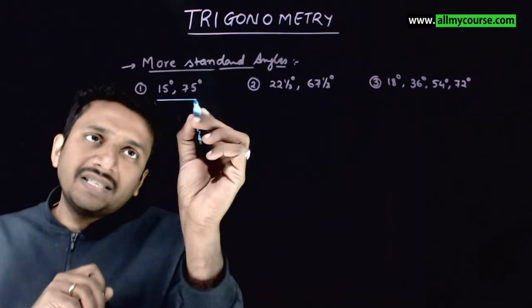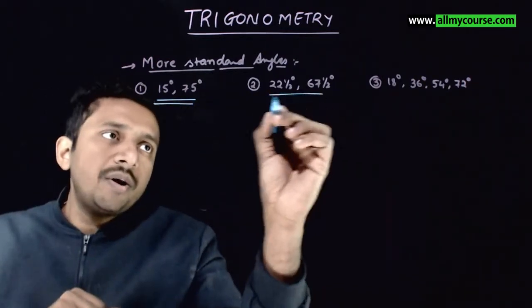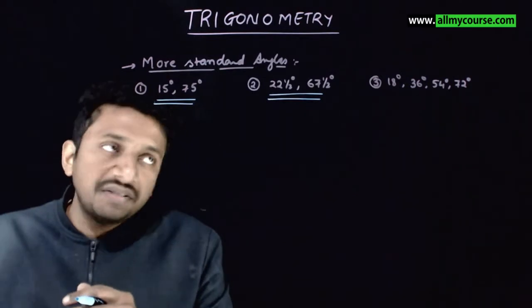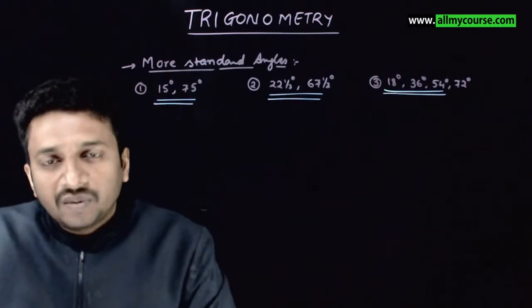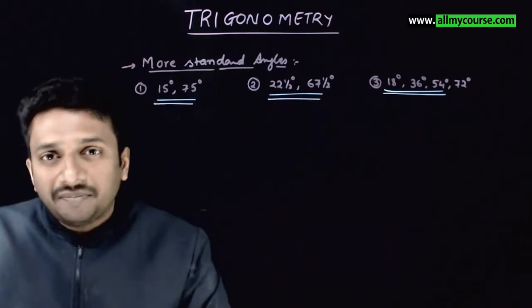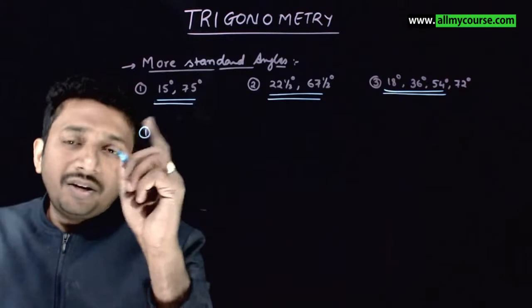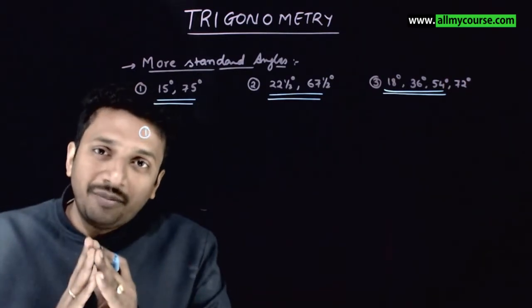The first set is 15 and 75 degrees. The second set is 22.5 and 67.5 degrees. The third set relates to multiples of 18. So first, let us go set by set. First, if you want the trigonometric ratios for 15 degrees, we use compound angle formulas.